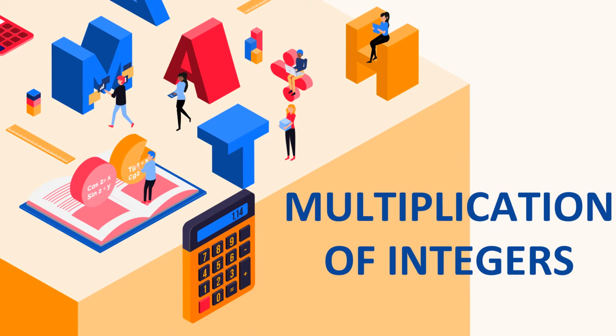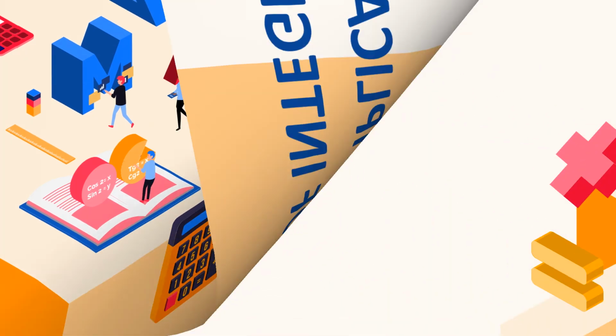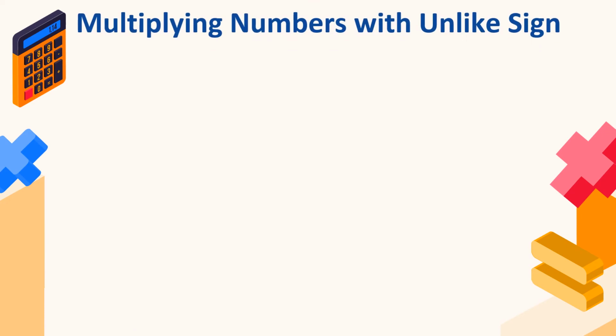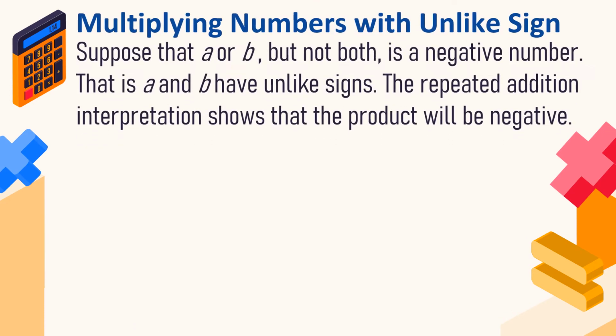Next, we have multiplication of integers. Multiplying numbers with unlike sign or different sign. Suppose that A or B, but not both, is a negative number. That is, A and B have unlike signs. And the repeated addition interpretation shows that the product will be negative. So when unlike sign, the result will be negative.